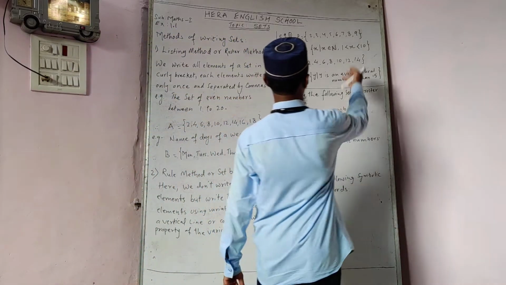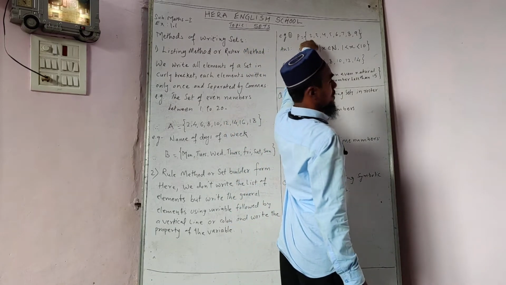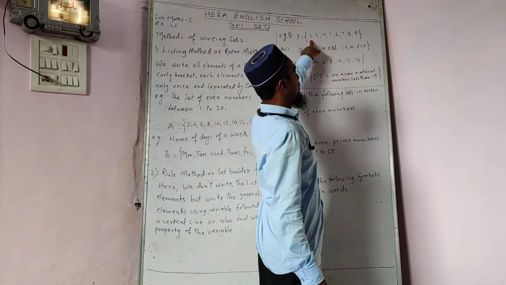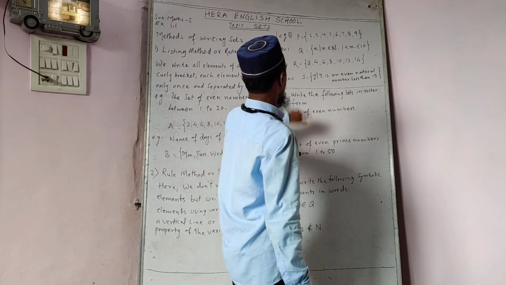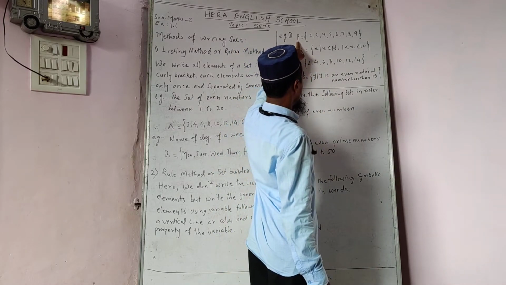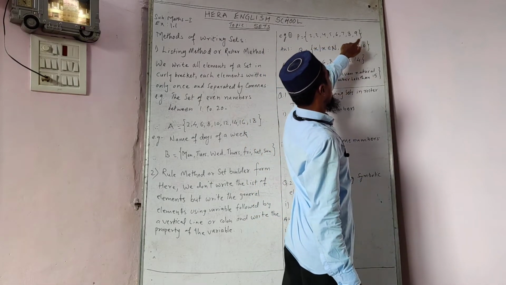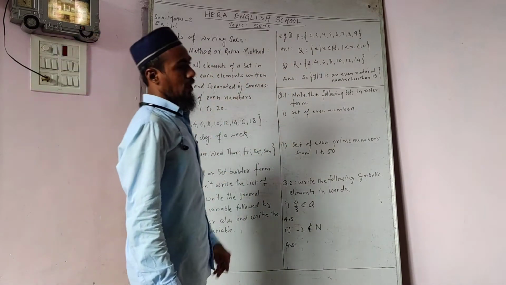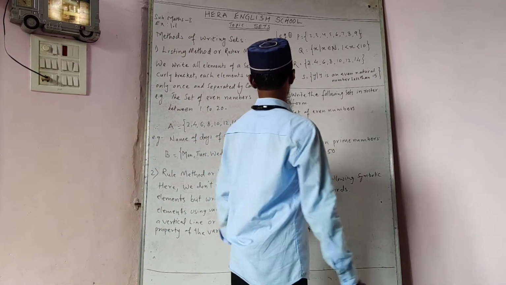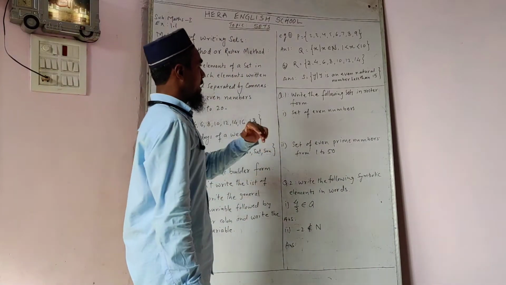I have written two examples. Number one: the natural numbers between 1 and 10. Here in the set P we have 2, 3, 4, 5, 6, 7, 8, 9. This is the first method, the listing method. Now we are going to convert it into the next method, the rule method, or you can say set builder form.